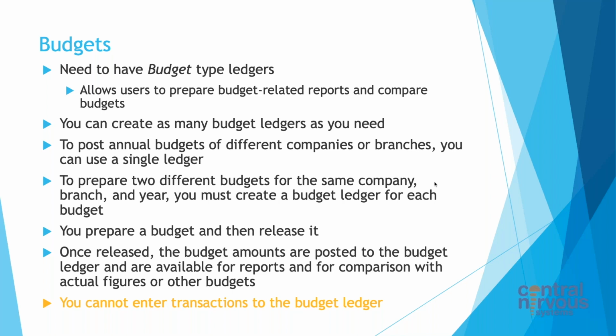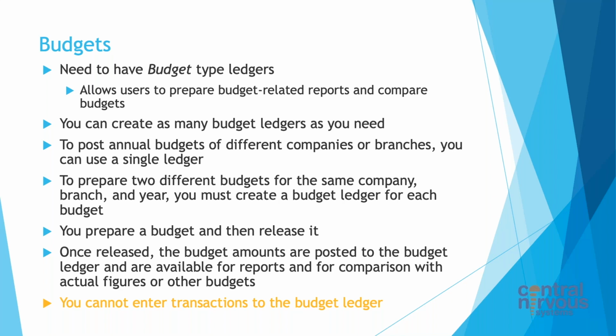To prepare two different budgets for the same company, branch, and year, you must create a budget ledger for each budget. Some people have a seasonal budget versus a straight-line type of budget, and they want to do a comparison. That is something that can be done. Not many do that, but you could do that.